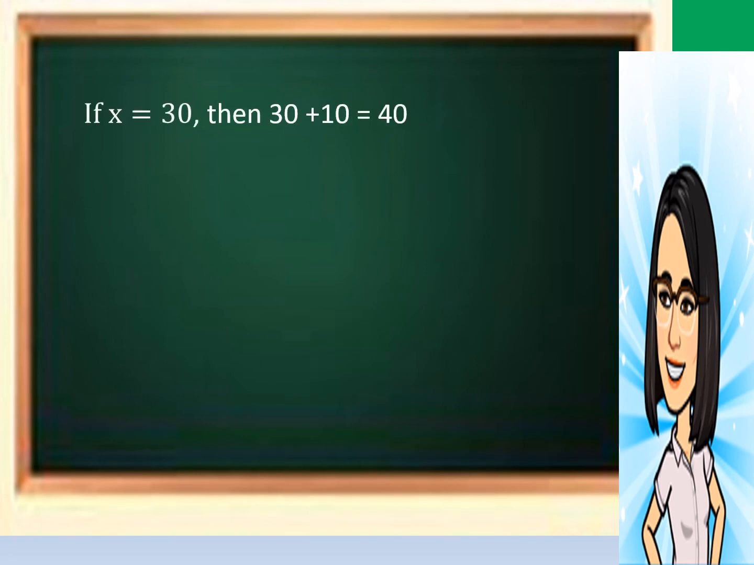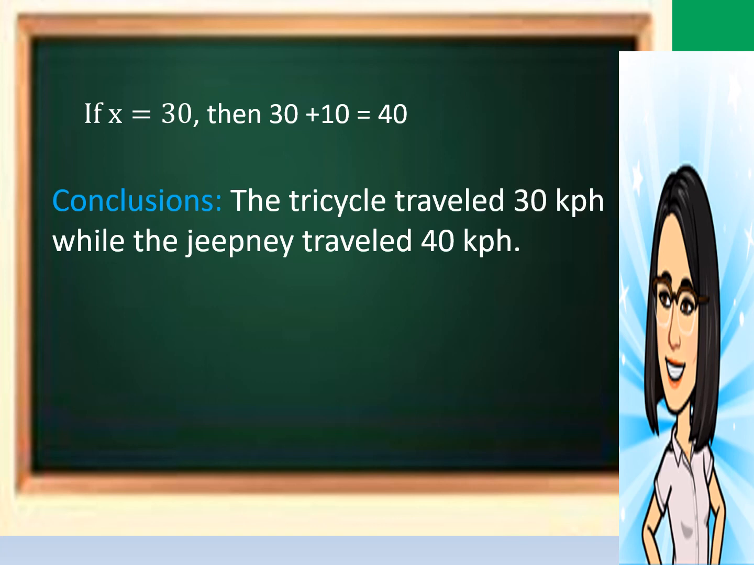Now, if x is equal to 30 in our representation, then 30 plus 10 is equal to 40. So our conclusion: the tricycle traveled 30 kilometers per hour while the jeepney traveled 40 kilometers per hour.